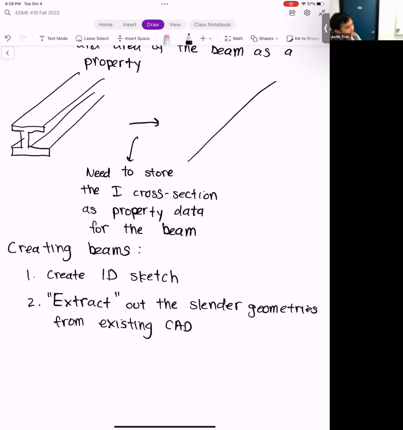Right, so method two is by far the most convenient, because then you can use an existing CAD and extract this information. And the other nice thing about method two is that it automatically stores the cross-sectional information.